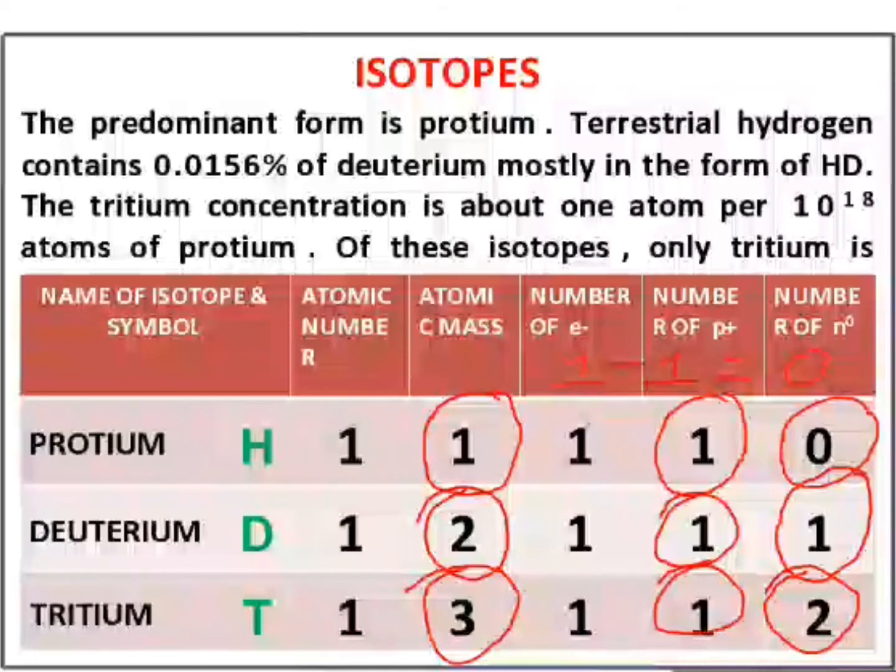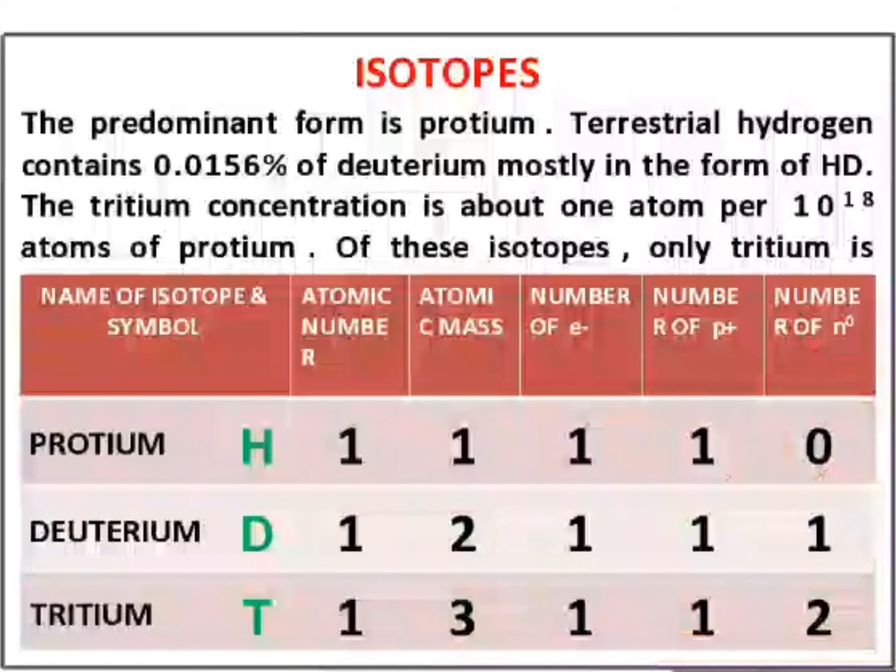So from this table, we can say the questions in exam are: which isotope of hydrogen has no neutron? This is the first question. Which isotope of hydrogen has equal number of electrons, protons and neutrons? So the answer will be deuterium.